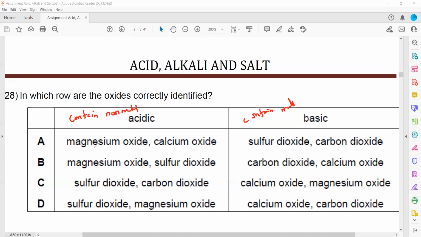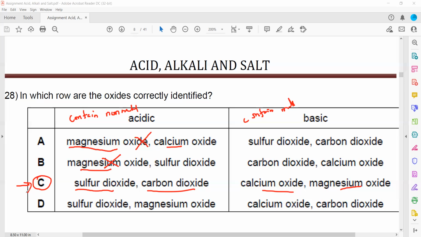So when we check magnesium oxide, this is a metal, so that is wrong. Sulfur is a non-metal, but magnesium is a metal, and an acidic oxide should contain non-metals only. So sulfur dioxide and carbon dioxide, yes, that's right. And here calcium oxide and magnesium oxide, that's why C is the right answer. So acidic oxides contain non-metals only, and basic oxides contain metal.